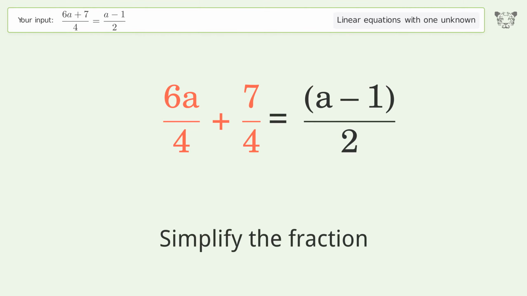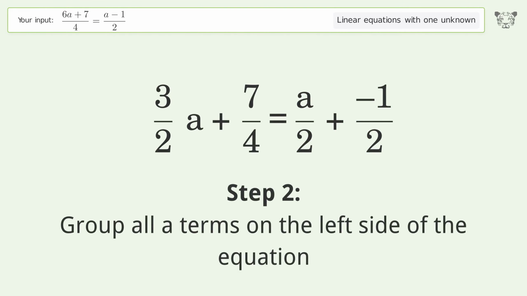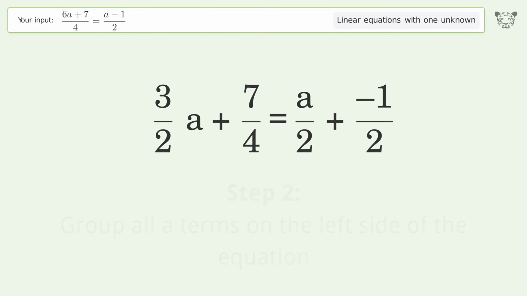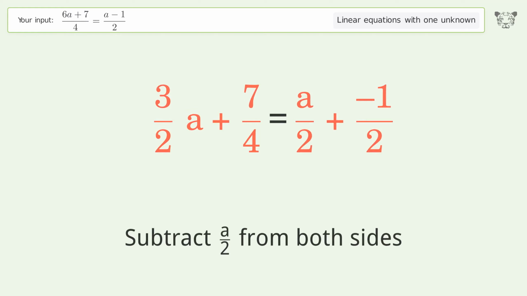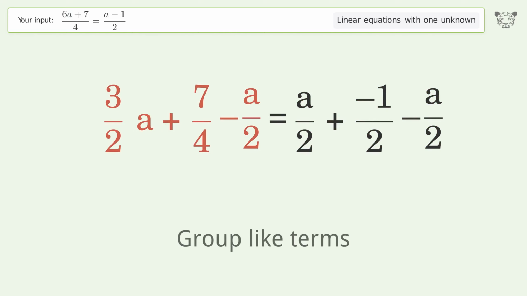Simplify the fraction. Break up the fraction. Group all a terms on the left side of the equation. Subtract a/2 from both sides. Group like terms.